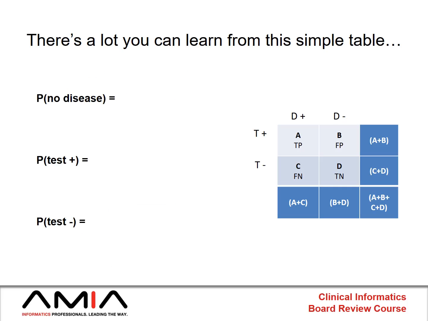So now let's go through some additional examples. What is the probability of no disease? It should be intuitive that that's B plus D divided by A plus B plus C plus D, because B plus D represents everyone who does not have disease. And what's the probability of a positive test? That's A plus B, everyone who tested positive, divided by the entire population. What's the probability of a negative test? That's C plus D divided by the entire population, A, B, C, D. Okay?